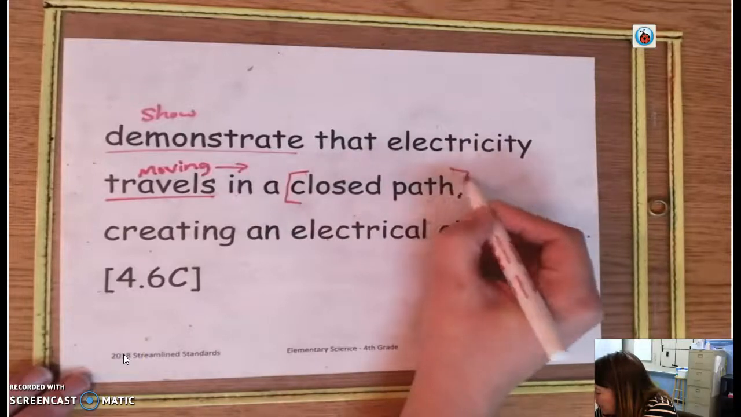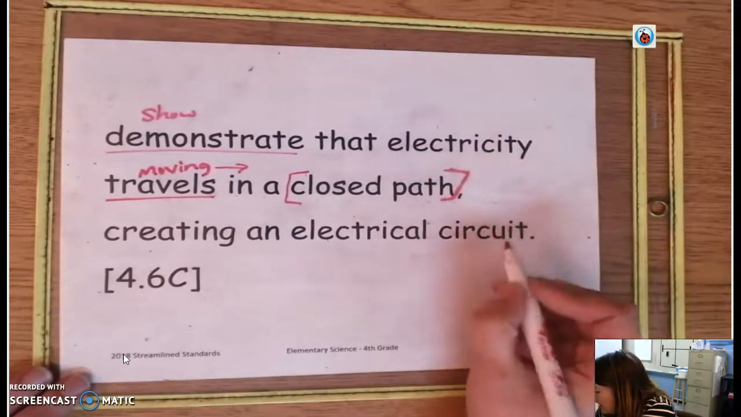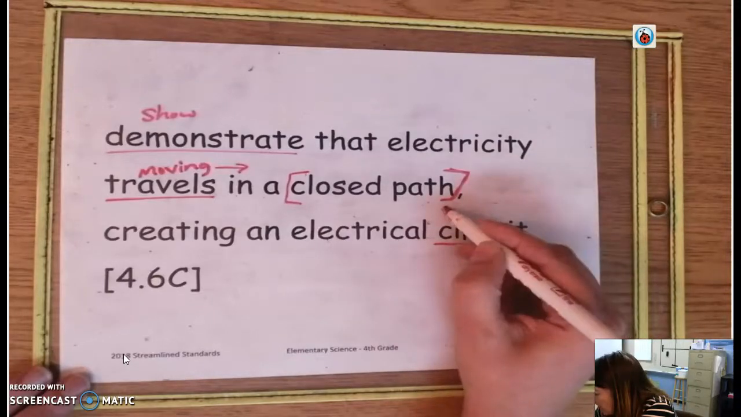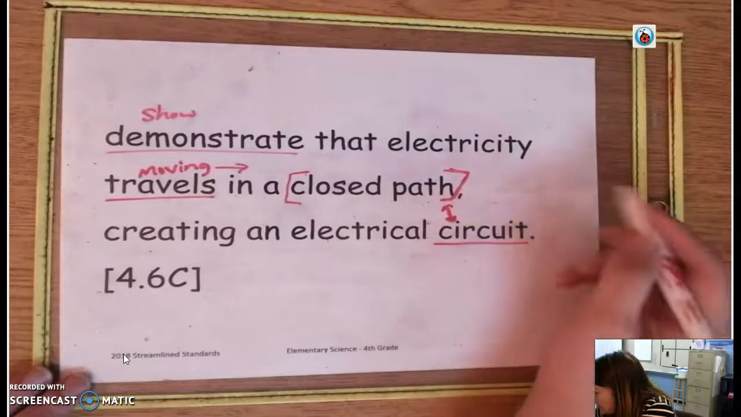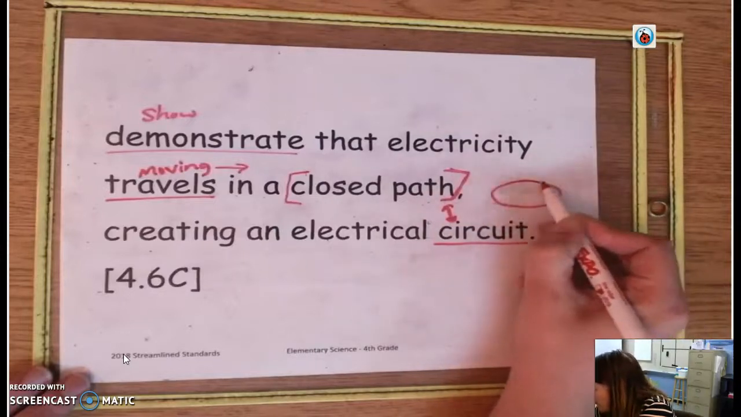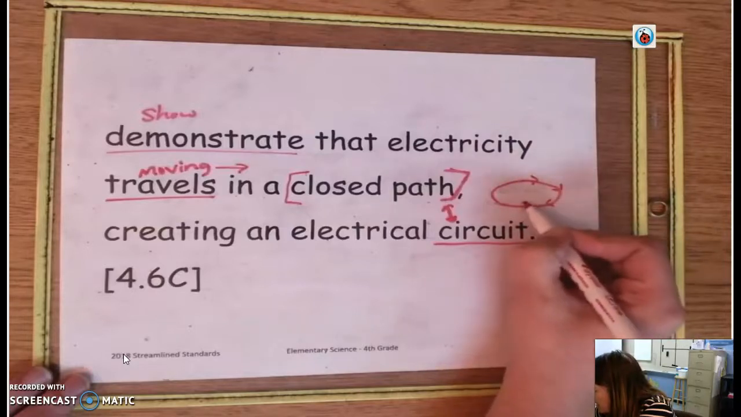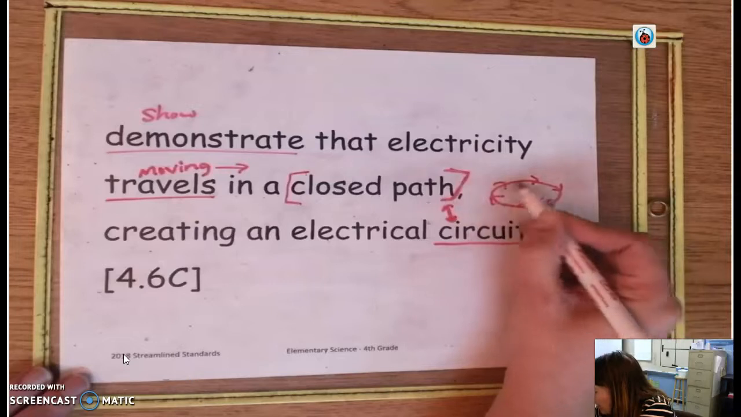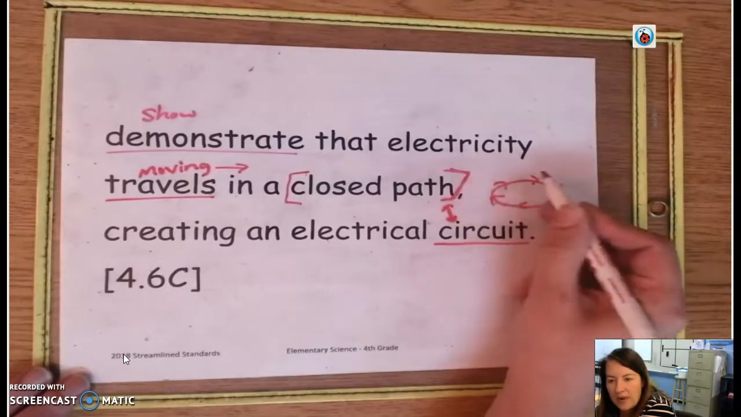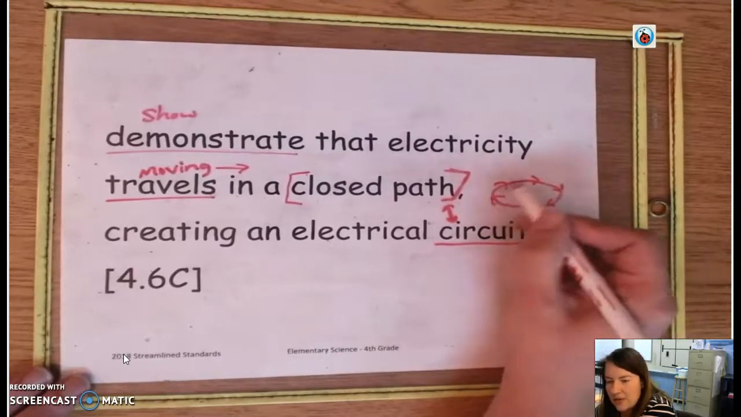This is going to be kind of the most important thing here. It travels in a closed path, which is called a circuit. So this closed path, it's the same thing as a circuit. Now, a closed path is going to refer to like a circle. So if I have something and it's going around and around, this is a nice closed path, right? Electricity flows in a path like this. It's around and around and around.